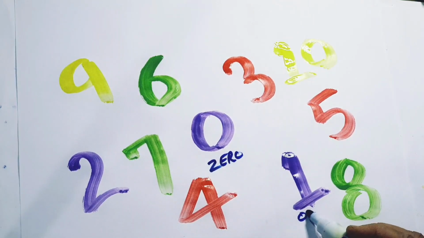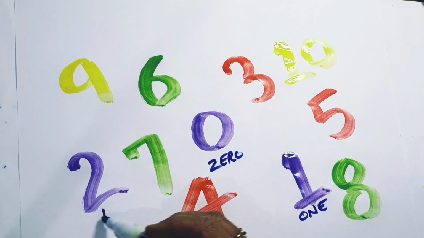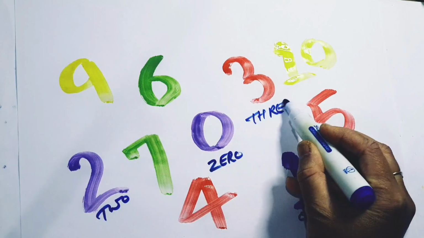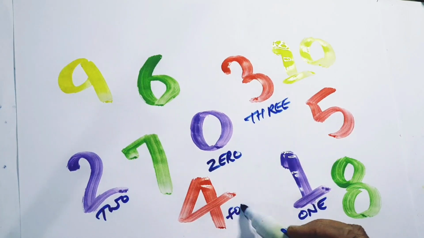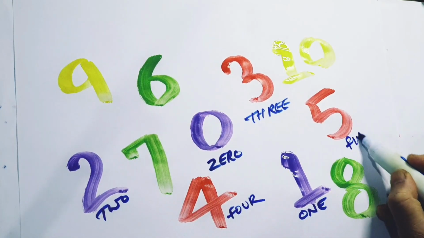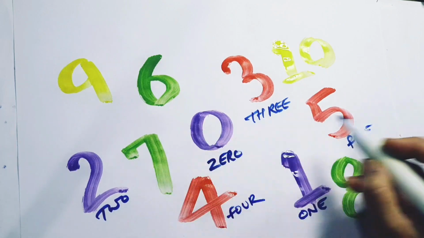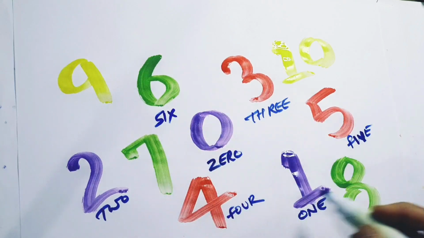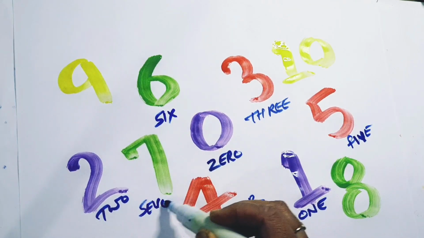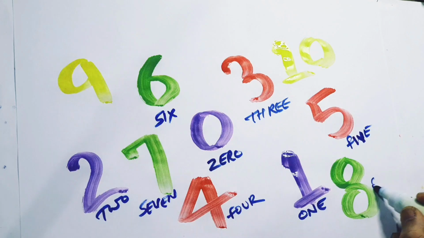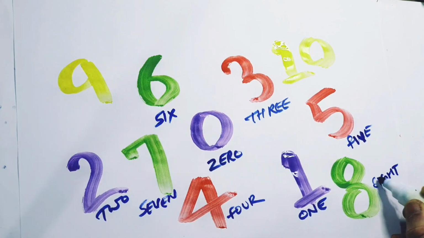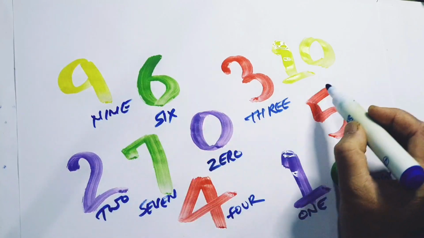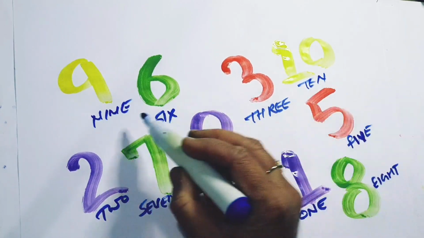Zero. 0. One. 1. Two. Three. 3. Four. 5. 6. 7. 8. 9. 10.